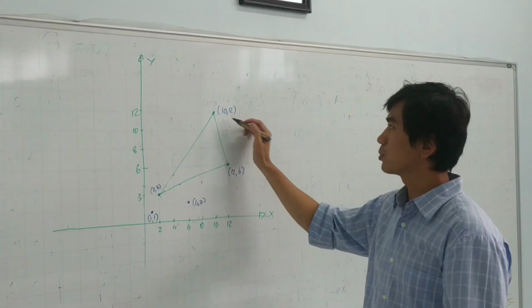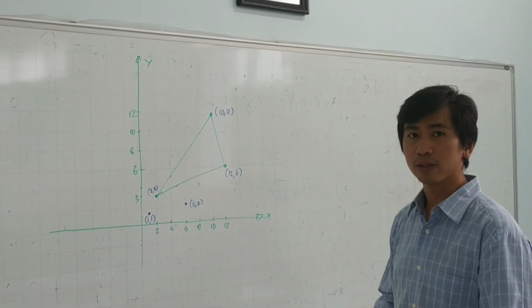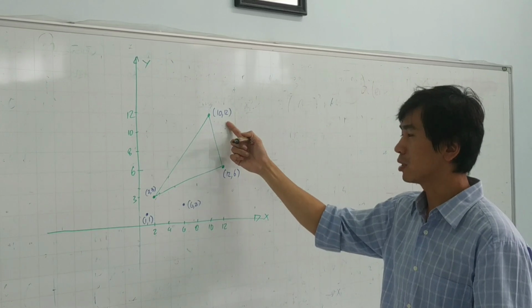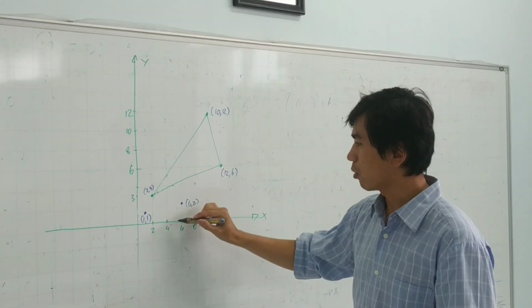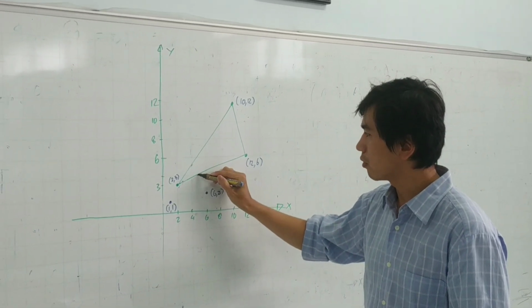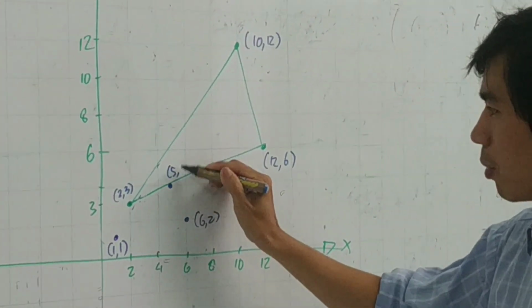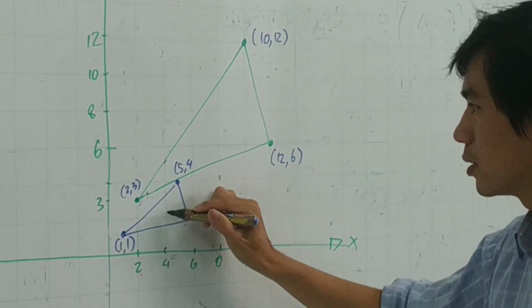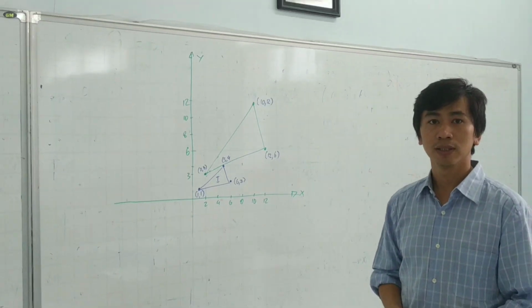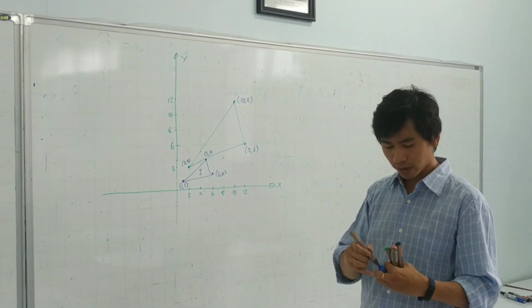Then the last point, (10, 12). When you multiply by half and 1/3, you get (5, 4), which will be over here. If I connect all the dots, it will be something like this. This is the first transformation. Clear to this one?